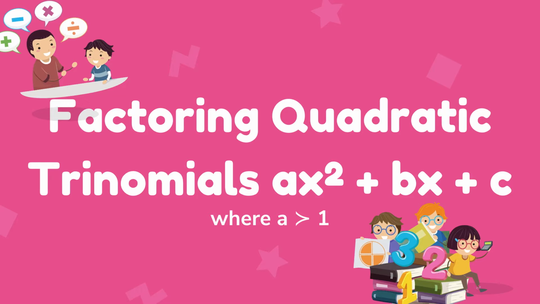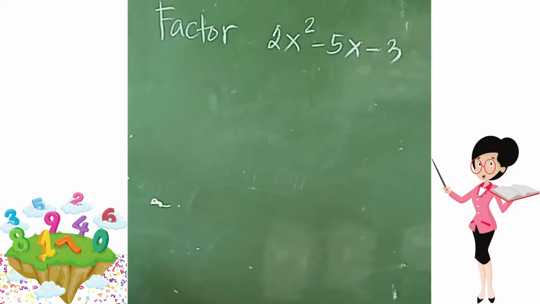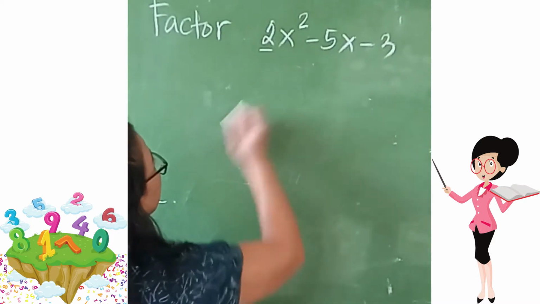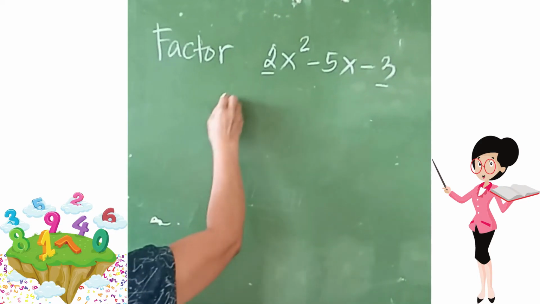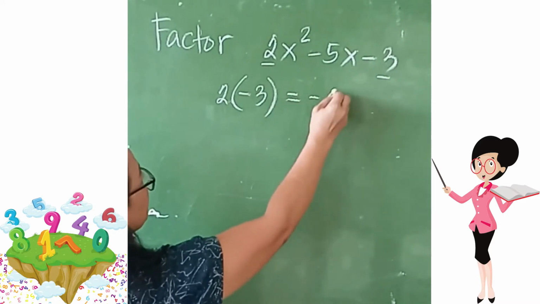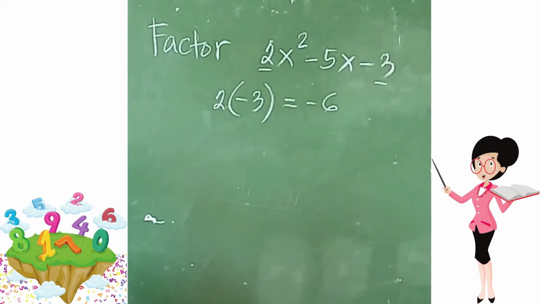Today, we will be talking about factoring quadratic trinomials of the form ax squared plus bx plus c, where a is greater than 1. To factor 2x squared minus 5x minus 3, you have to get the numerical coefficient of the first term and the last term. So you multiply 2 times the last term, which is negative 3, and you come up with negative 6. Next step is to get the factors of the product.